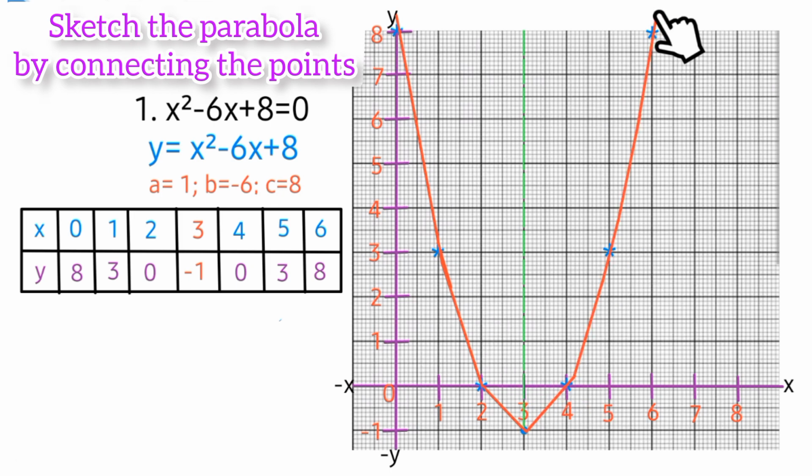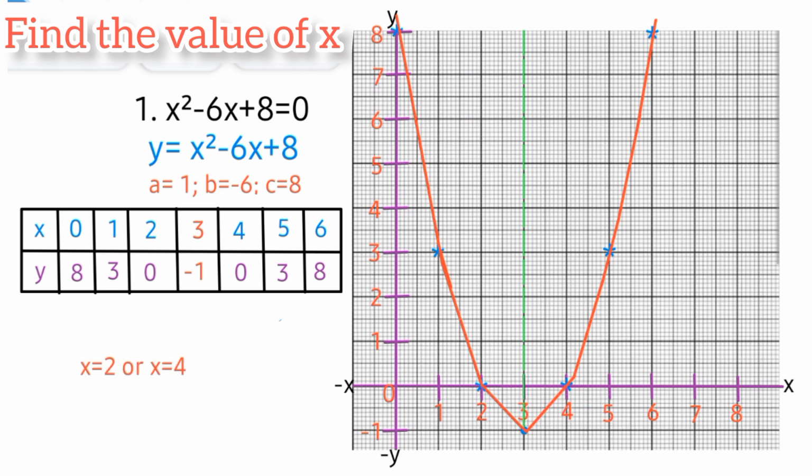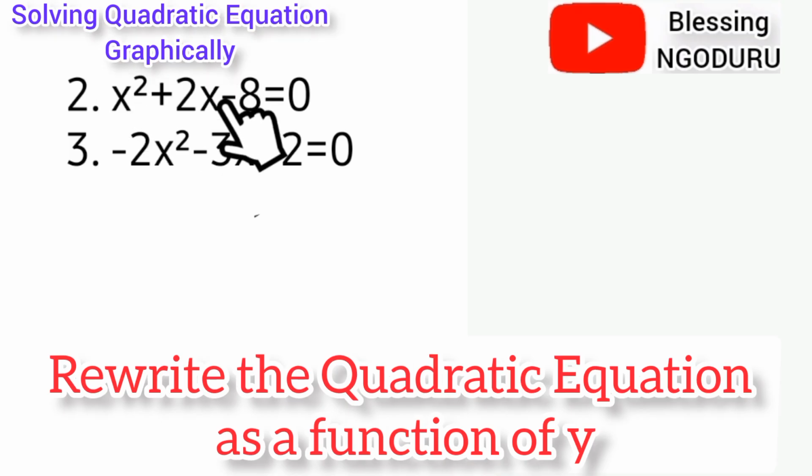We'll graph the parabola. Identify the points of intersection where the parabola crosses the x-axis. We can see that the parabola crosses the x-axis at 2 points, that is at 2 and at 4. Therefore, the value of x for this equation is either 2 or 4. These are the points where the parabola crosses the x-axis. Now let's answer number 2 question.